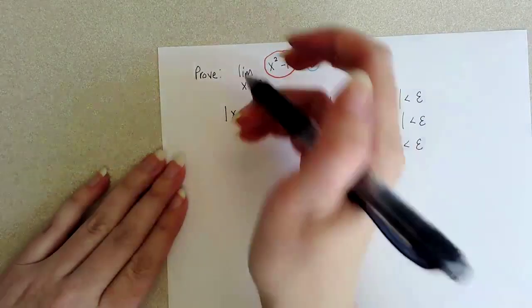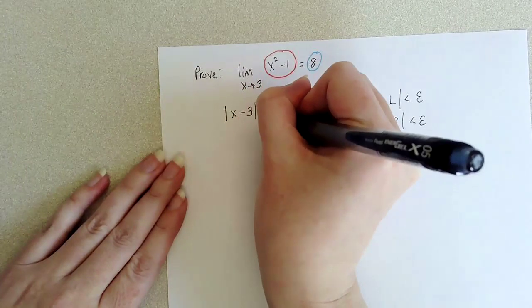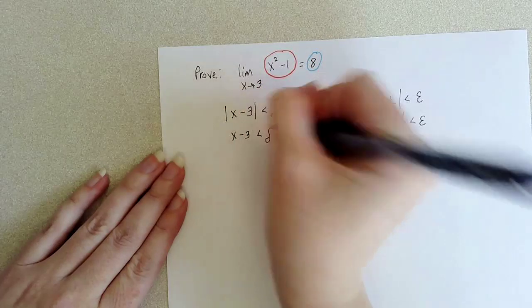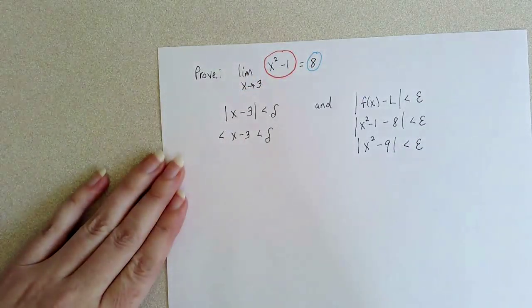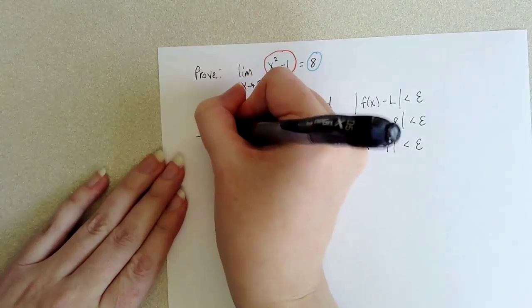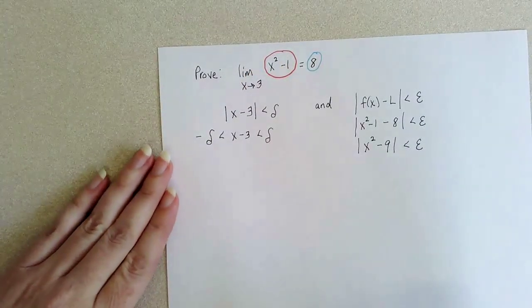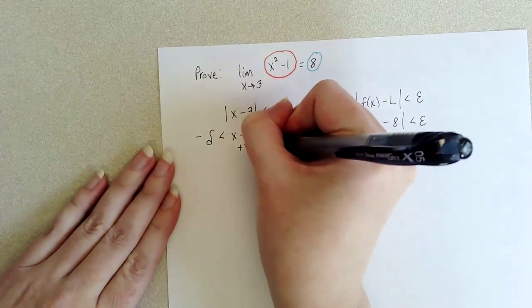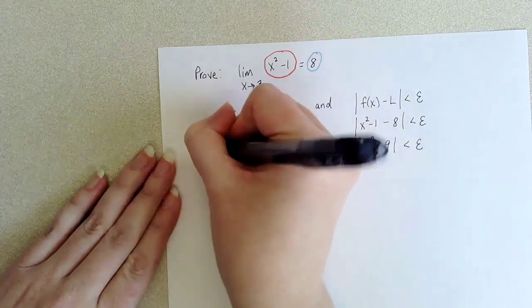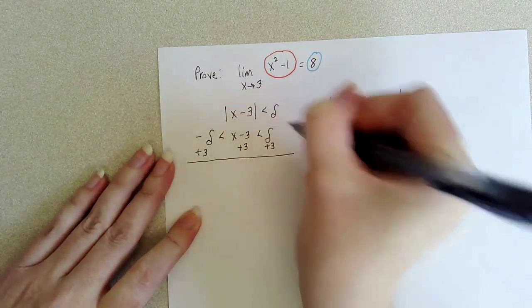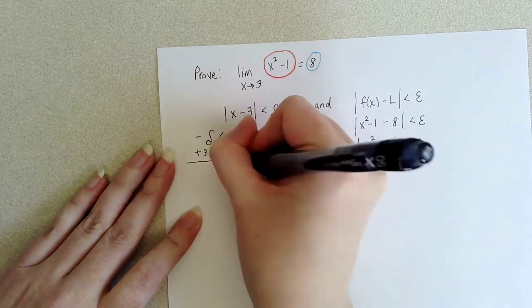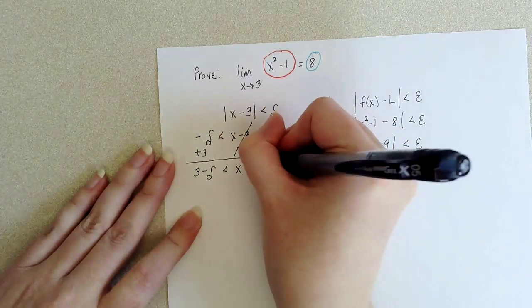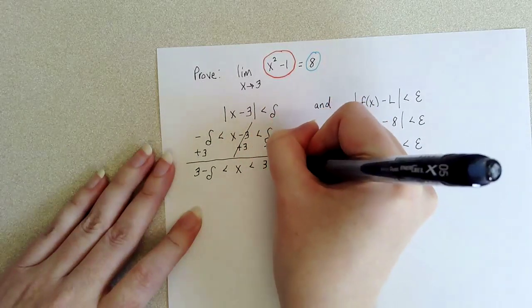If I decide to go with the delta here, in order to take off the absolute value brackets, what I need to do is take the x minus 3 is less than delta on this side, and then put my inequality sign over here and put minus delta on the other side. So that lets me open up the absolute value brackets. And then if I want to solve for x, I would go ahead and add 3 everywhere. And so I have that my x is greater than 3 minus delta, but less than 3 plus delta.